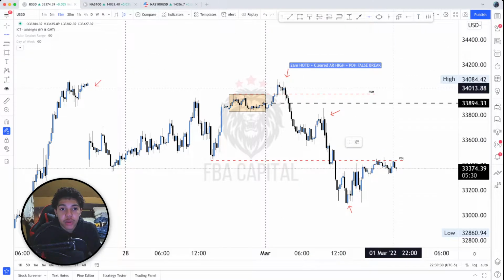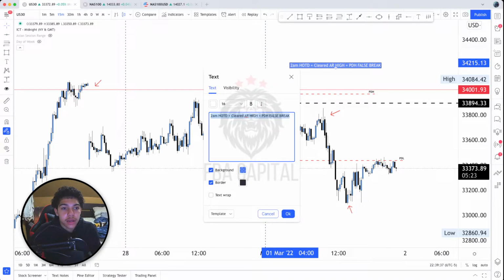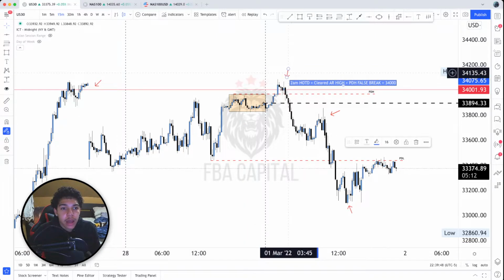And keep in mind where we were in price. We were at the 34,000 big figure level. So let's add that in there also. Plus we're at the 34,000 big figure level. Just like that. So now that we have this annotated, I want you guys to look all the way to the left.